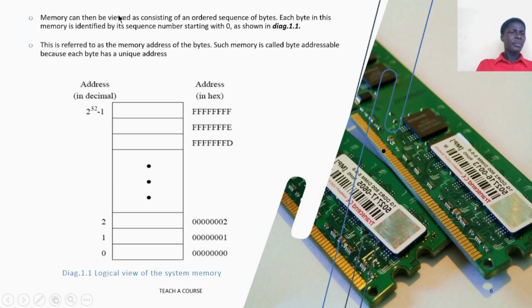So memory can then be viewed as consisting of an ordered sequence of bytes. Each byte in this memory is identified by its sequence number starting with 0. So let's look at this diagram. This is the logical view of the system memory, and it's being represented in hexadecimal figures. And this is referred to as what? The memory address of the byte. So it is byte addressable because each byte has a unique address.